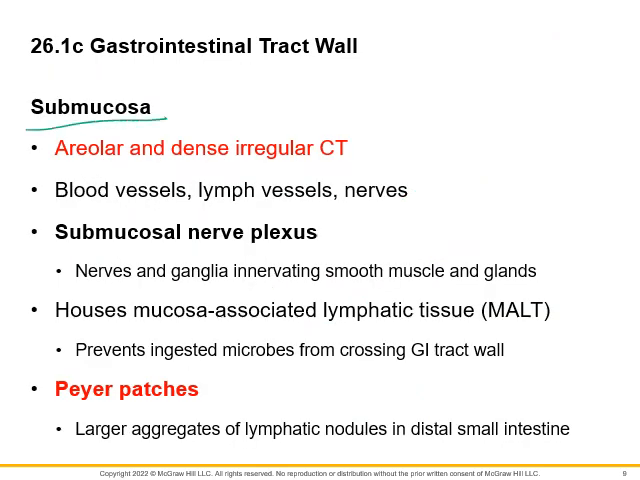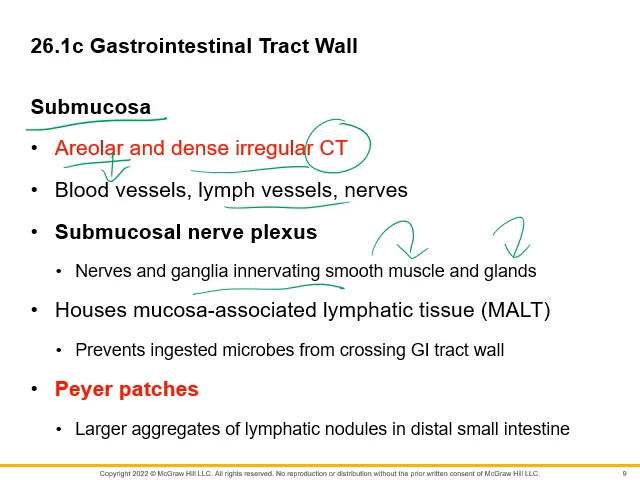In the submucosal layer, we're going to have areolar and dense connective tissue. Areolar gives room for those blood vessels, lymphatic vessels, and nerves. There are nerves and ganglia innervating the smooth muscle and the glands to allow contraction and secretion of the mucus.